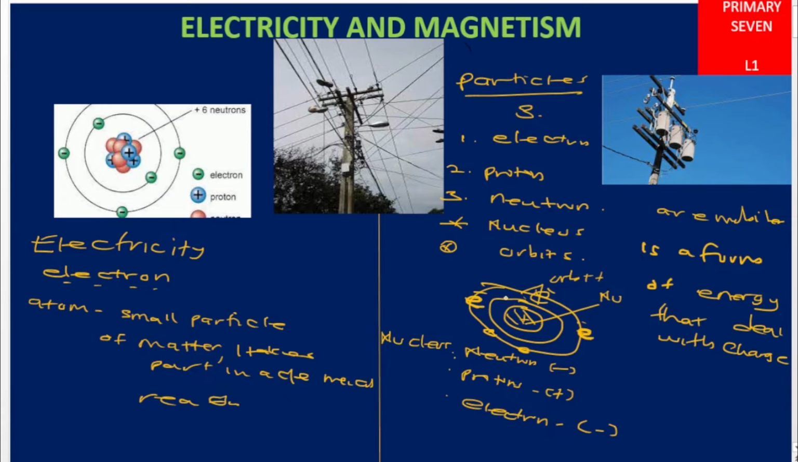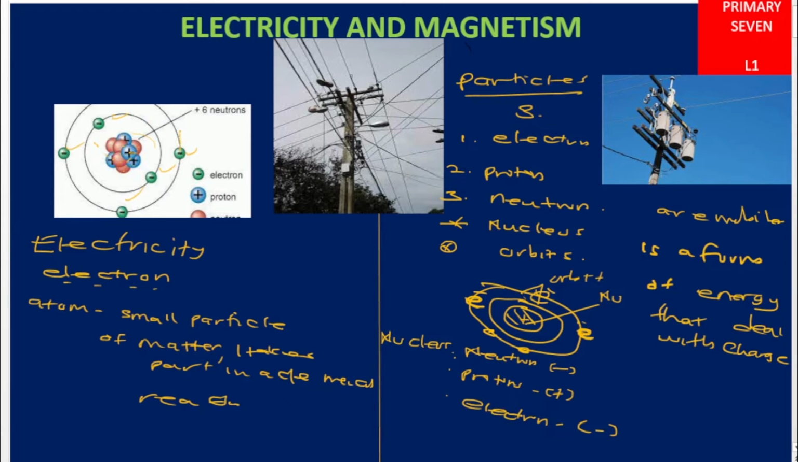Now if we relate what we have drawn here with this one, this is the nucleus, the center part. Then we have the positively charged particles, which we call the protons. Then we have these ones that do not have any charge, so we call them the neutrons. Now we have the orbits, the rings. These orbits are carrying negative charges.